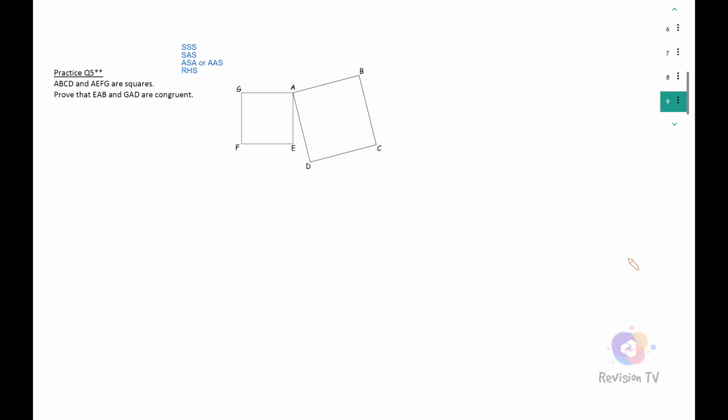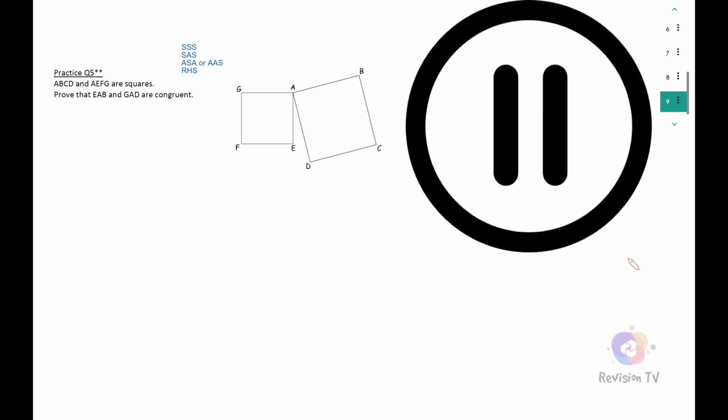This is the last question of this lesson. If you can do this question without my help, I can tell you are able to do any type of proving congruency question in the exam. So pause the video, have a real go at this question. When you're ready for the answer, or if you really have no clue how to do this, you can play the video.